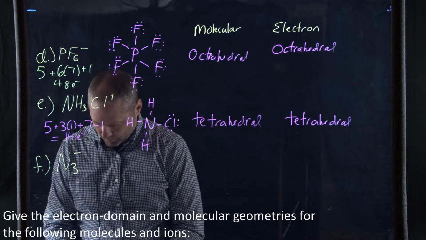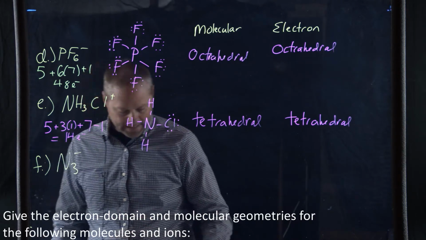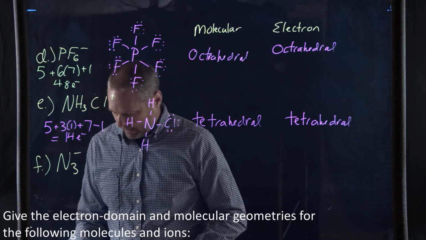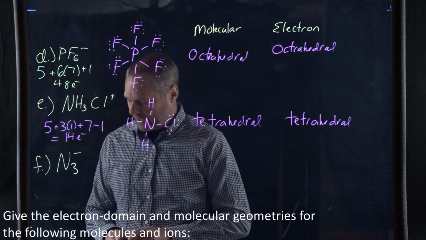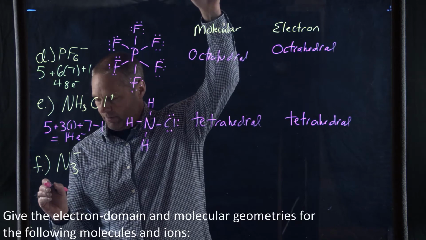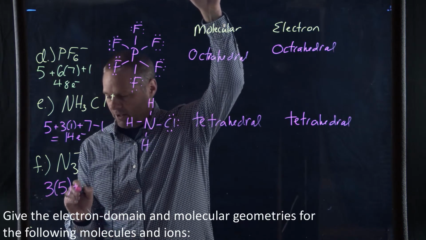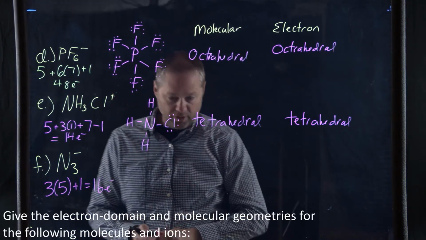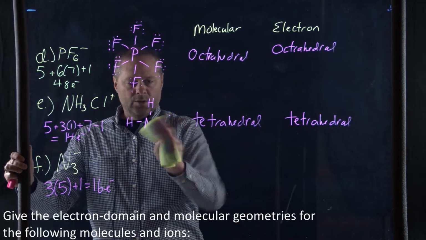Now, we have N3 minus. This is what's called azide. This can be somewhat of a difficult molecule to work with, coming up with the Lewis dot structure. But let's just first calculate the number of valence electrons. So we have 3 nitrogens. Each nitrogen has 5 valence electrons plus 1, which gives us 16 electrons. I'm going to erase this guy right here so we have a little bit more room.